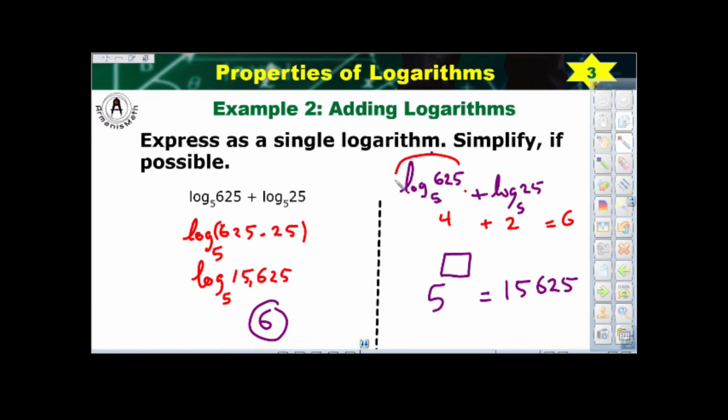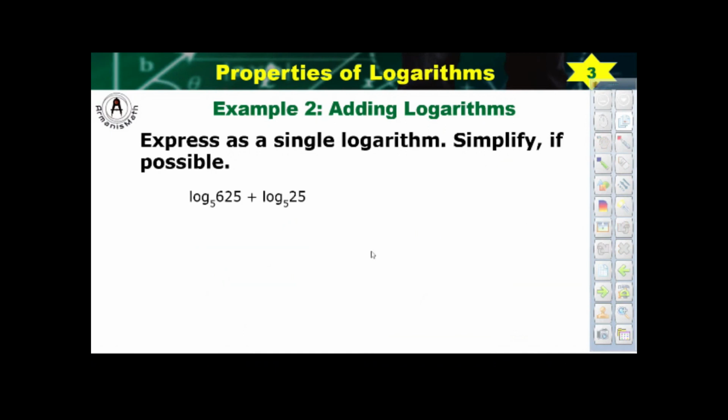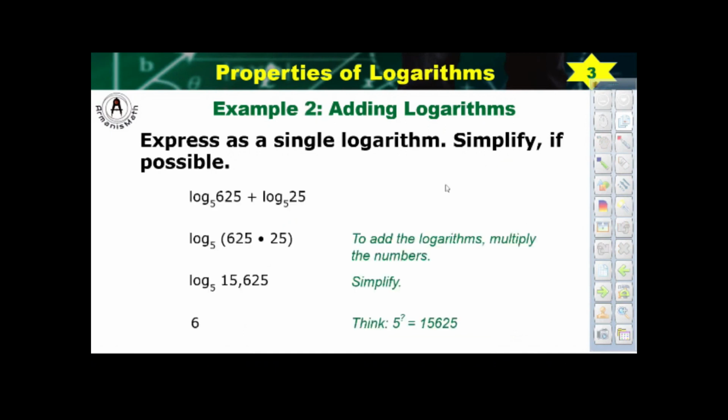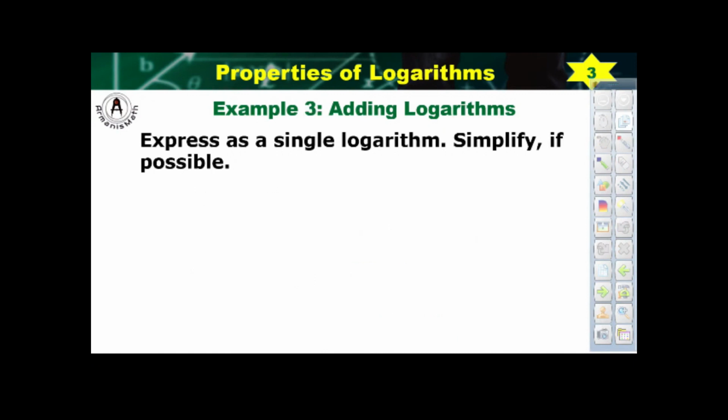The value for this here is 4. The value for this here is 2. 4 plus 2 is going to equal 6. If it's easier for you to do it that way, that's right. They did actually choose to multiply here, but I'm saying there's a shortcut.